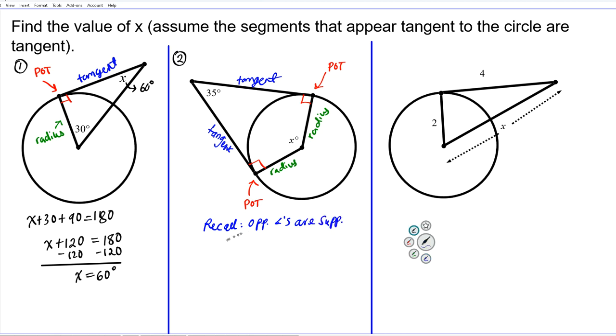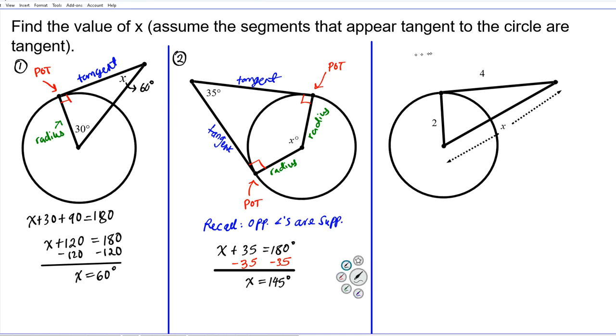So we have the situation where x plus 35 is equal to 180 degrees. And then to get x by itself, simply subtract 35 from both sides of the equation. Okay, and then we're going to have x is equal to 145 degrees. Bam, bam. All right, let's take a look at question number 3.